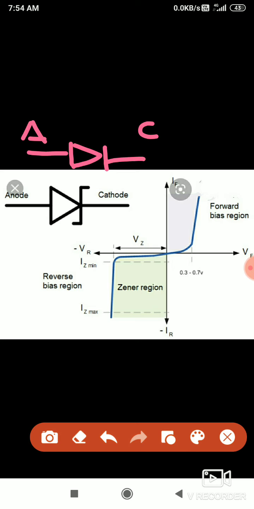And one more difference is that the normal diode is always operated in forward bias, but the Zener diode is specially operated in reverse bias. And the normal PN junction diode has a very low breakdown voltage. It cannot sustain reverse voltages, but the Zener diode has a high breakdown voltage and it can sustain large breakdown voltages.